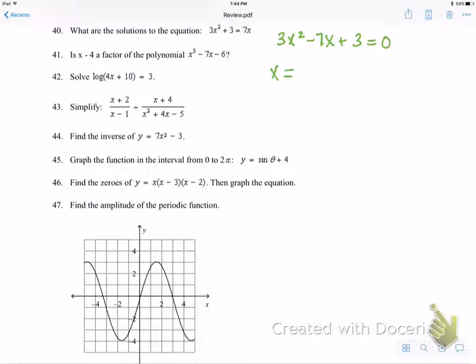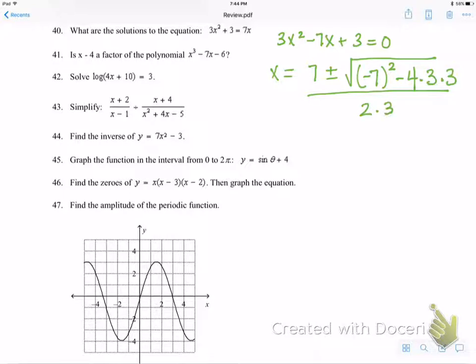X equals negative b, which is 7, plus or minus the square root of b squared minus 4ac, all over 2a. Alright, so that was a slow version. You can Google that song if you'd like to hear a more on-pitch version.